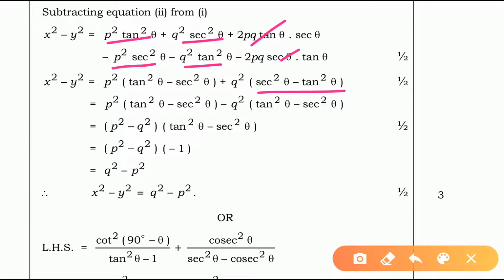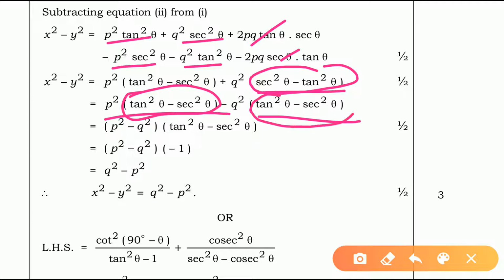Here p square as it is, p square into tan square minus sec square theta. Taking common factor minus from this term we get minus q square, then these terms are interchanged: tan square theta minus sec square theta. This and this are the same, then take one common factor tan square theta minus sec square theta, and the remaining terms are p square minus q square.